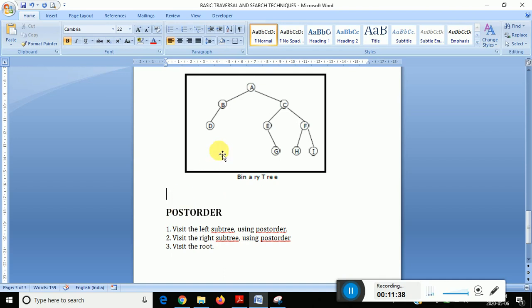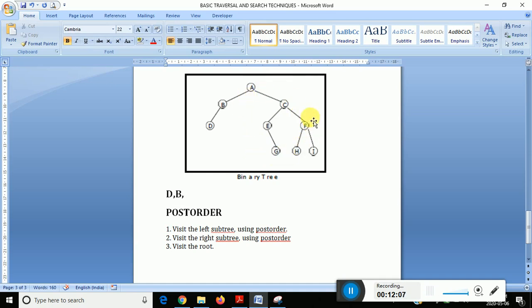So left subtree, in this left subtree, which one is the inner left subtree? That is D. I have written left. Then is there any right subtree here? No, it is not there. Then what you have to do? Then we'll move to the root, that is B. So this portion is completed, that we have visited the two nodes. Next we'll move to the right subtree nodes.